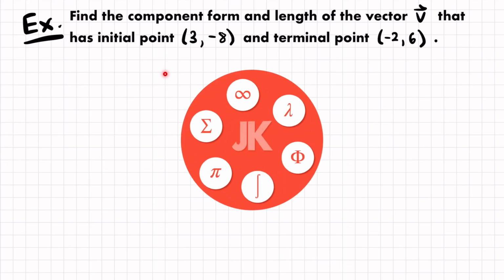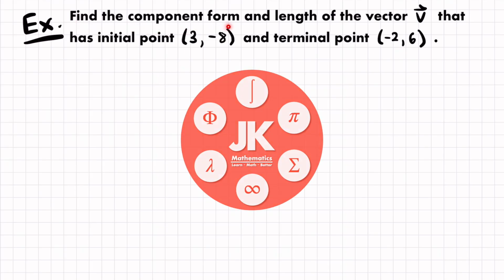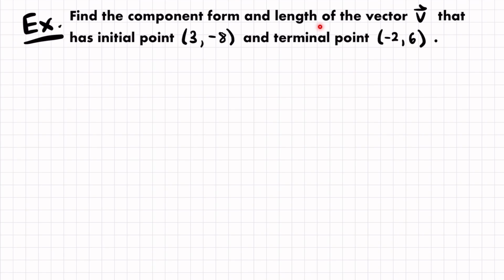So here we have an example problem. We want to find the component form and length, which is the magnitude, of the vector v that has initial point (3, -8) and terminal point (-2, 6). All right, so the first thing that we should do here is draw this vector. We should draw out our coordinate plane, plot the initial and terminal point, and see what our vector looks like.